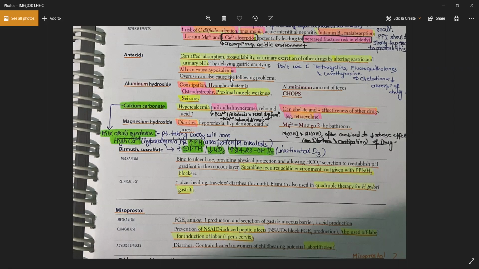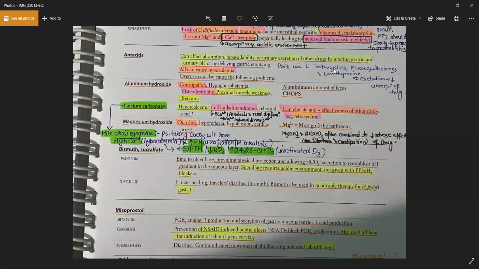Okay. And you must remember three drugs for the antacids. One is the tetracyclines, second is the fluoroquinolones, and third is the levothyroxine. These antacids can chelate these drugs, and as a result, they will decrease the absorption of these drugs and can cause a therapeutic failure.